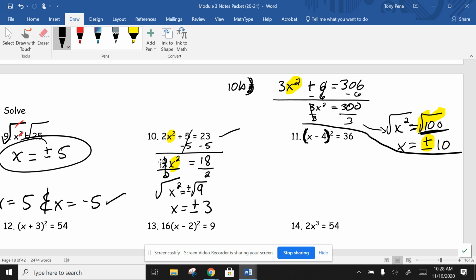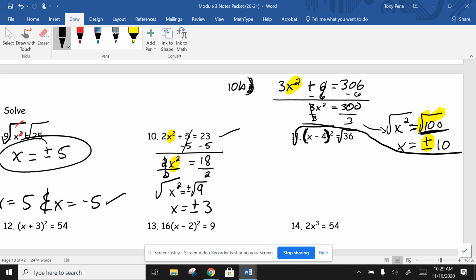Okay. All right, so now number 11. This squared is already isolated. So this whole parentheses is your square term. So we've got step number 1 done. Step number 2 that we listed on the previous page is we get rid of the squared with a square root. So we are ready to take the square root of both sides right now.